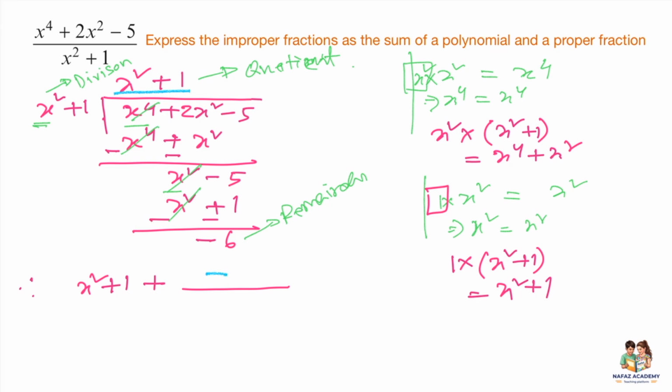Now the numerator is the remainder, it is minus 6, right? And the denominator is the divisor. What is the divisor? X square plus 1, right? So write it. Yes, this is the answer.